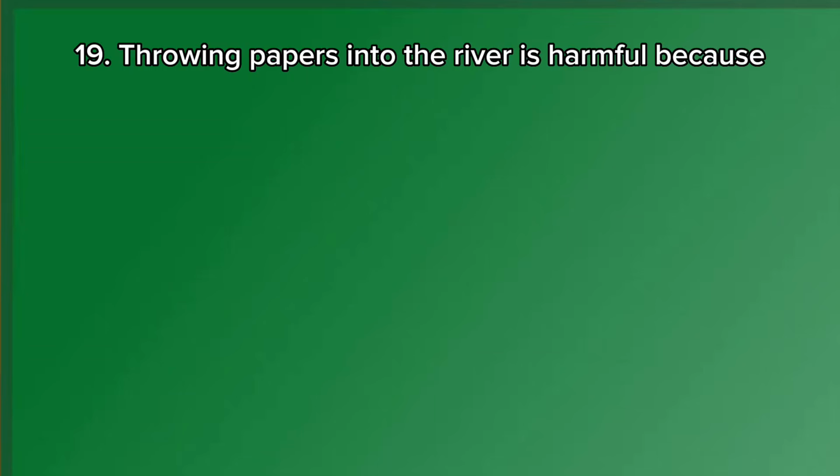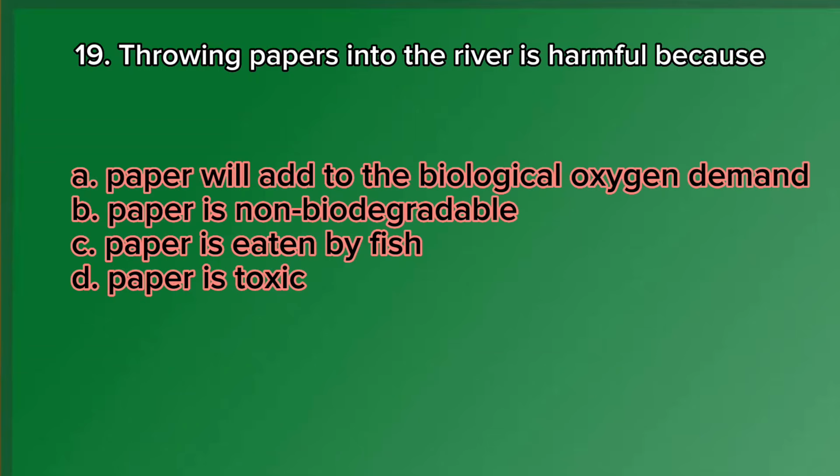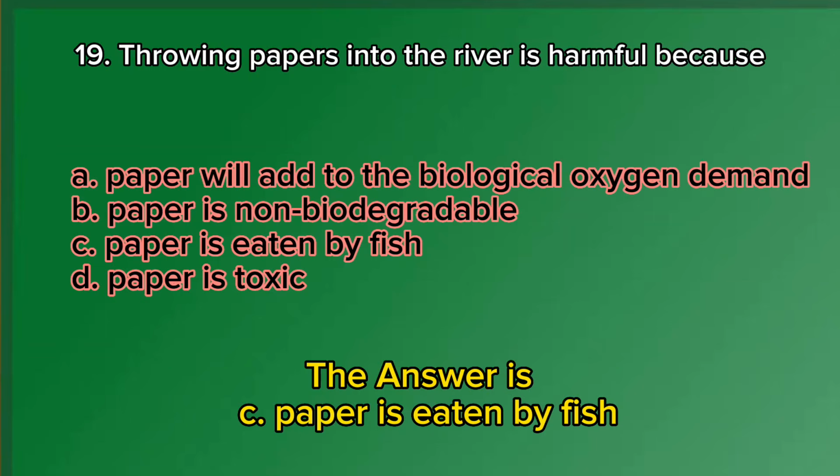19. Throwing papers into the river is harmful because A. Paper will add to the biological oxygen demand. B. Paper is non-biodegradable. C. Paper is eaten by fish. D. Paper is toxic. The answer is C. Paper is eaten by fish.